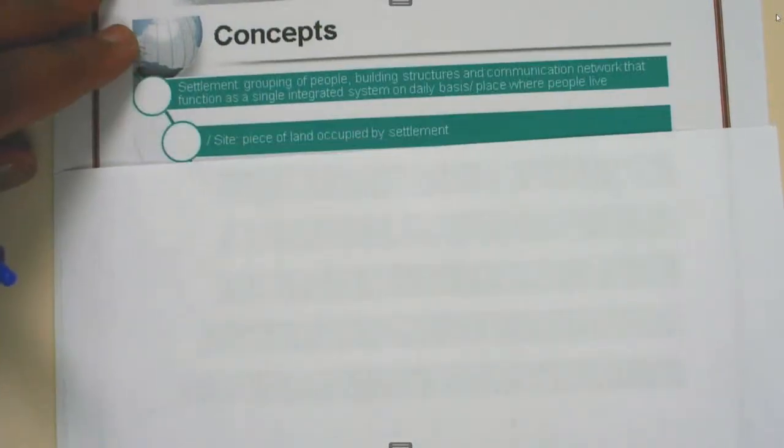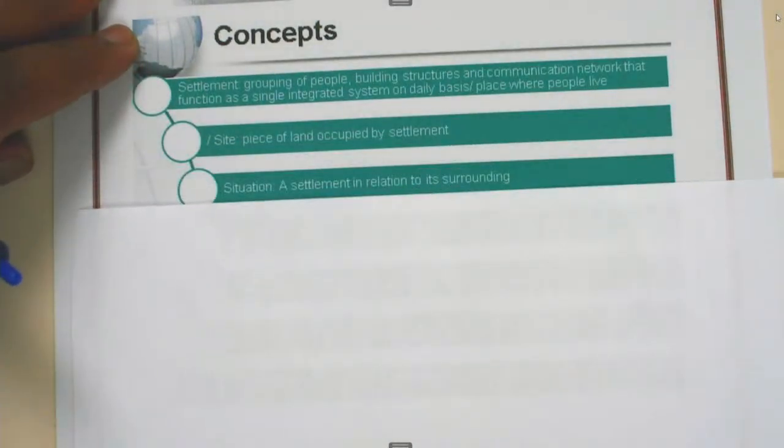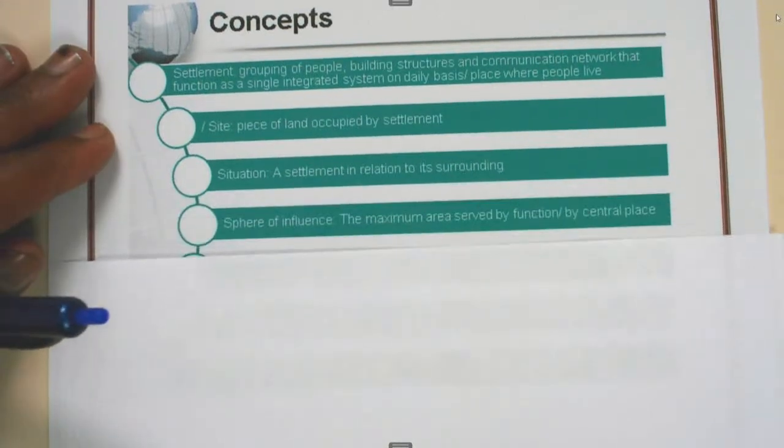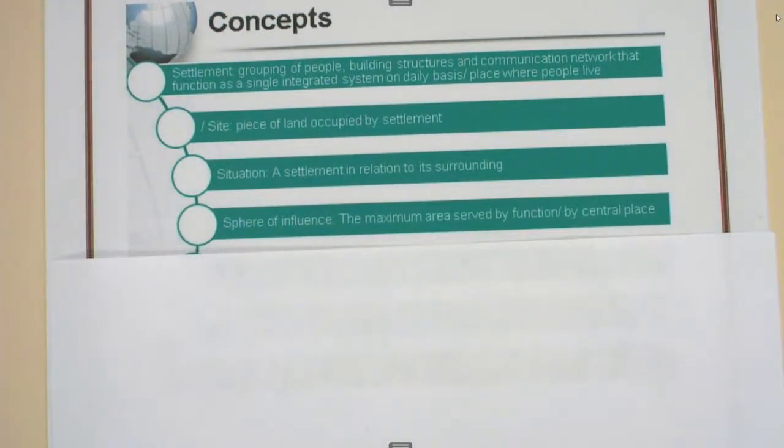Another concept which might be confused is site. The concept of site is the exact piece of land occupied by a settlement, whereas situation is the settlement in relation to its surroundings. Another important concept is the sphere of influence, the maximum area served by a function or by a central place.